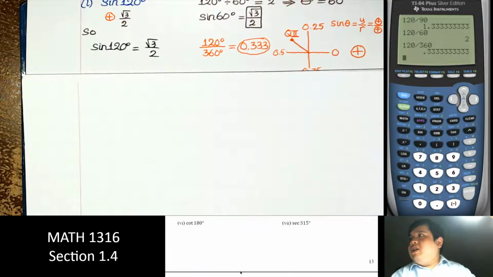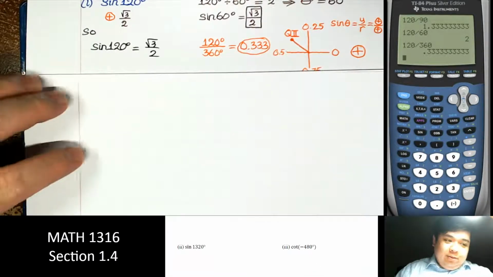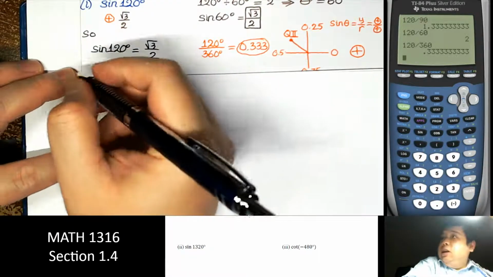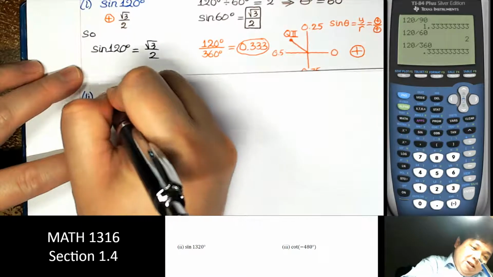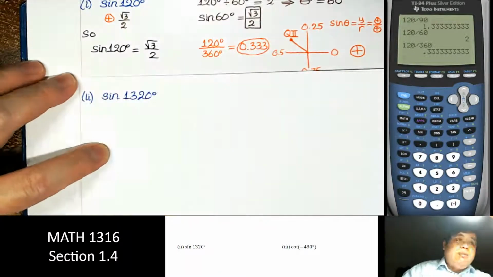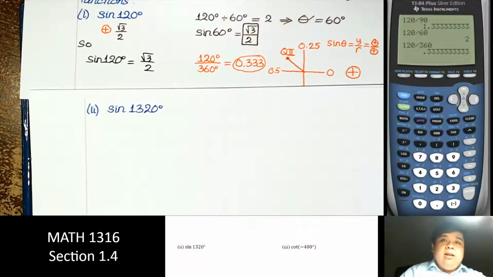Oh, we have a lot of this, which is good. So first thing, where was that? Okay. 1320 divided by 90. Right, good.